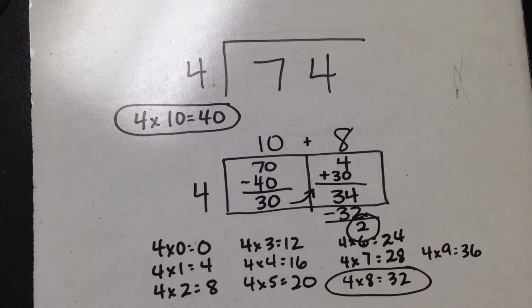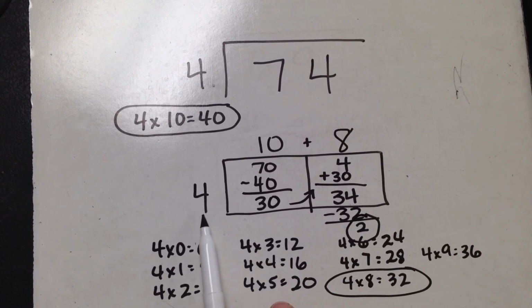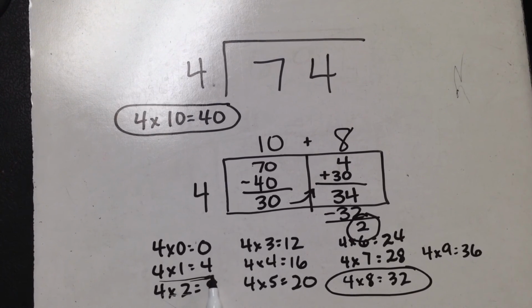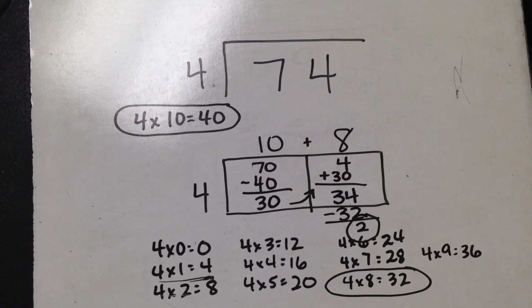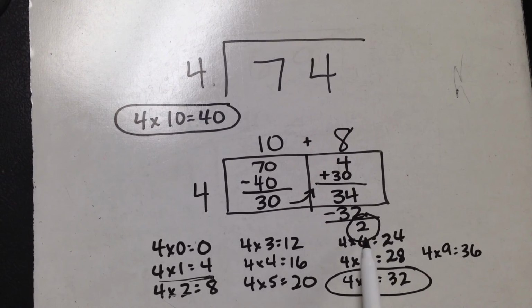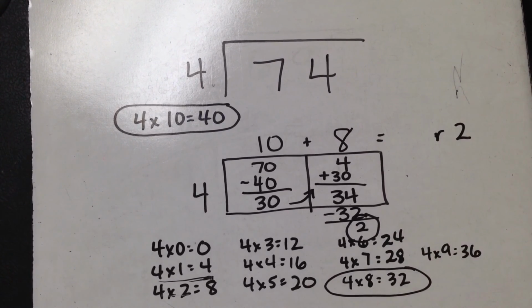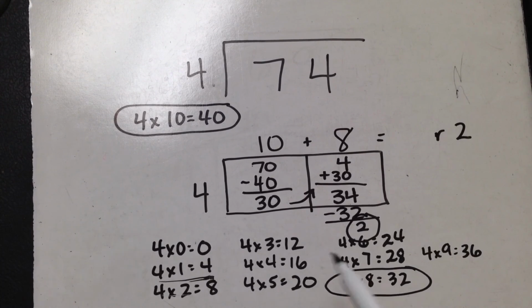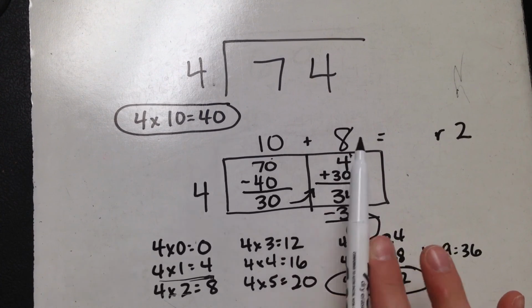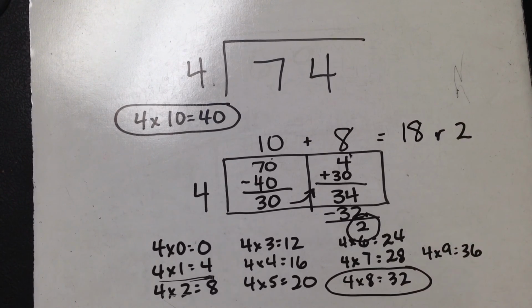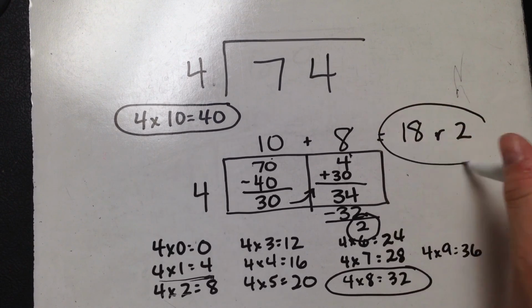Now I'm going to look at this 2 that I have. If I'm making groups of 4 and I only have 2, I don't have enough to even make one more group of 4, because I would need at least 4. So 2 becomes my remainder. So now I'm looking at how many groups I did make. I made 10 groups, then I made 8 groups. So in total, I made 18 groups of 4 with a remainder of 2. So my answer is 18 remainder of 2.